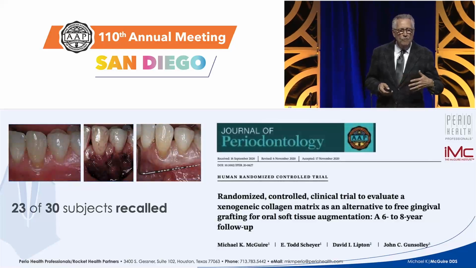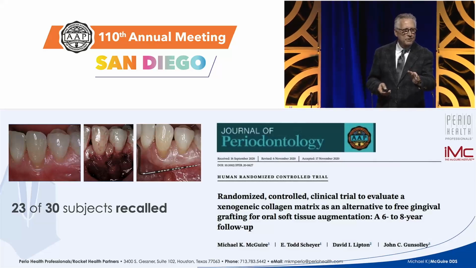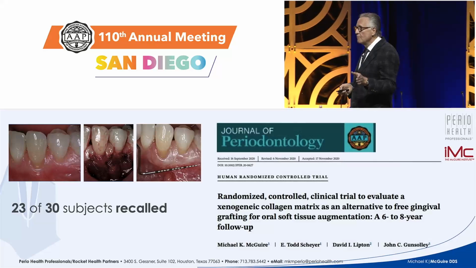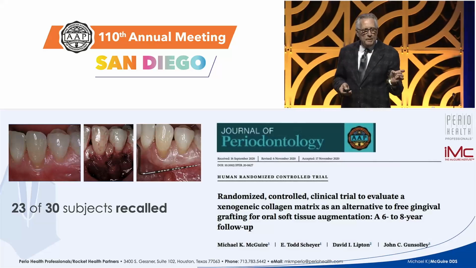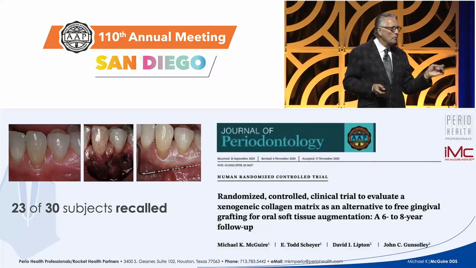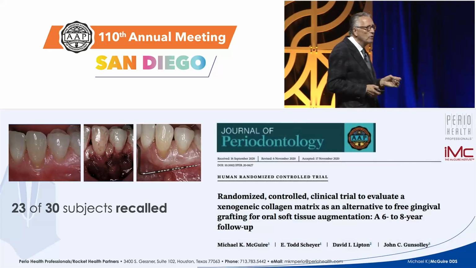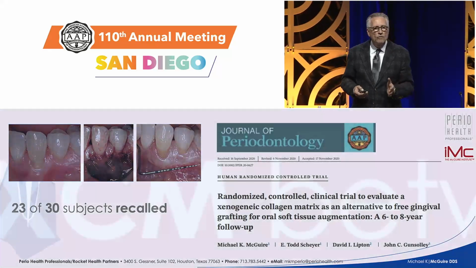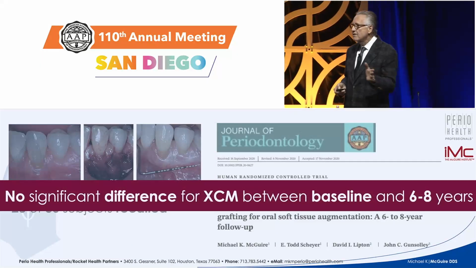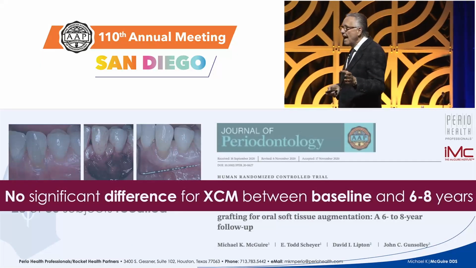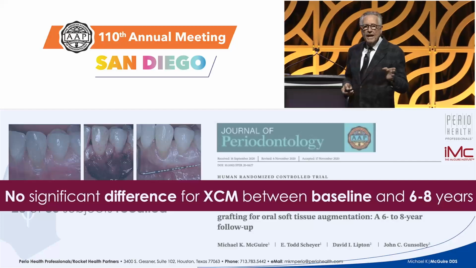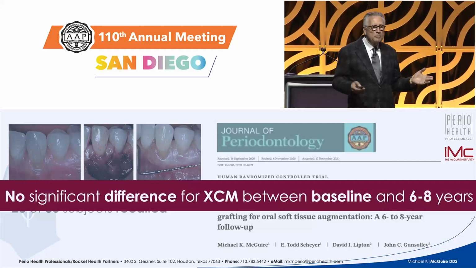Well, how does it do over time? And I bring to your attention, we recalled at 6 to 8 years, 23 of 30 subjects. That is incredible. And you can only get that type of recall or be able to bring that many patients back with practice-based research. And what we found was not only did things maintain over time, we actually increased the amount of keratinized tissue at 6 to 8 years than what we had at 6 months, probably due to creeping attachment.